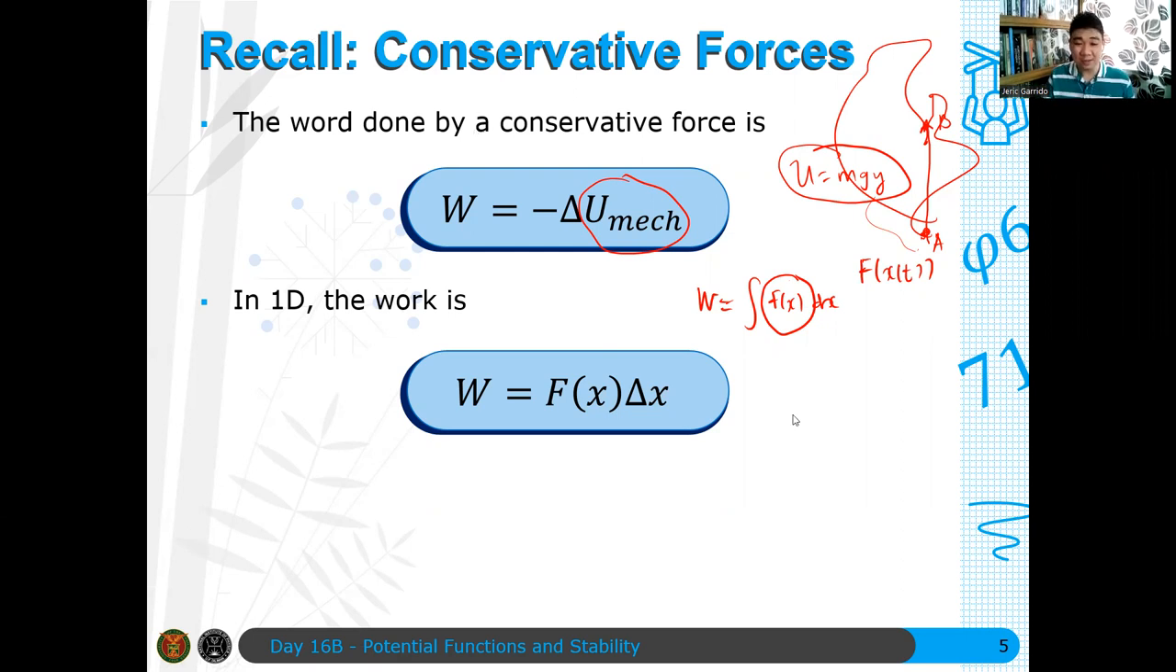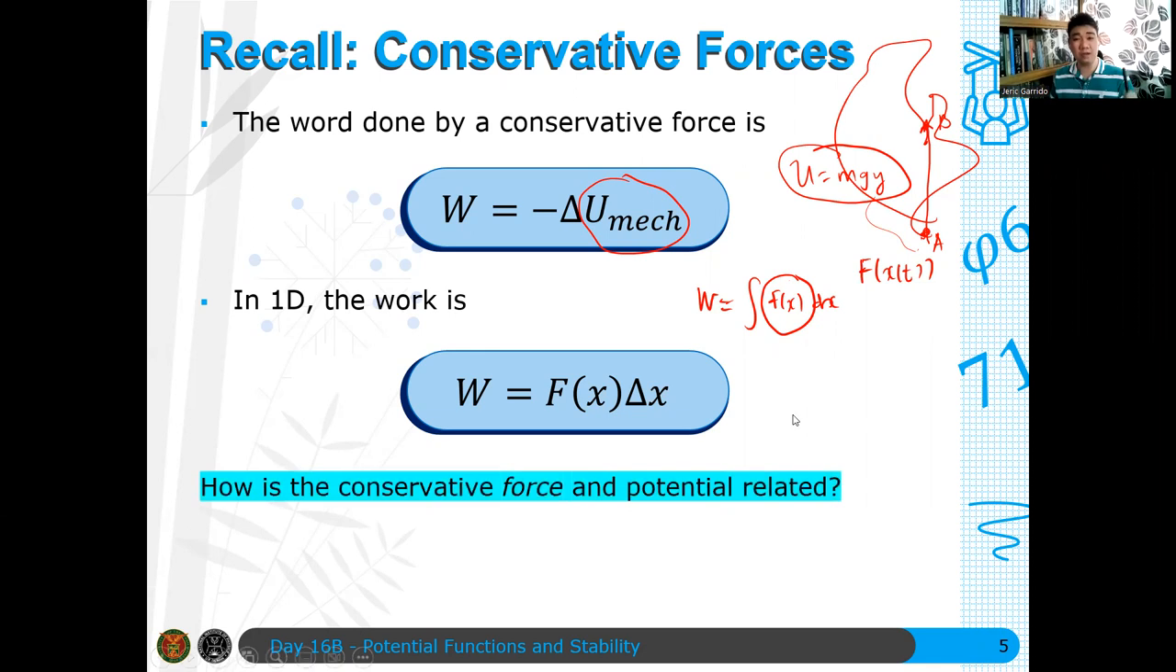So, in that case, the question now is, how is the conservative force and potential related? Mapapansin mo, since they're dealing with the same expression, which is the work, baka may relationship between delta U and f of x delta x. Madaling makita yan. Assuming that we are dealing with approximately constant forces, then f of x delta x is equal to minus delta U. And therefore, f of x is just minus delta U over delta x. Ganyan yung itsura niya.